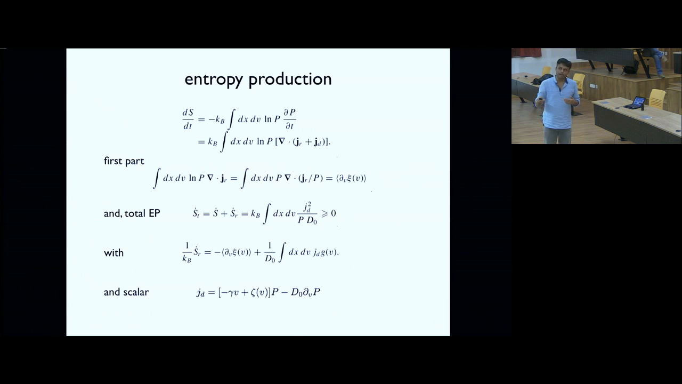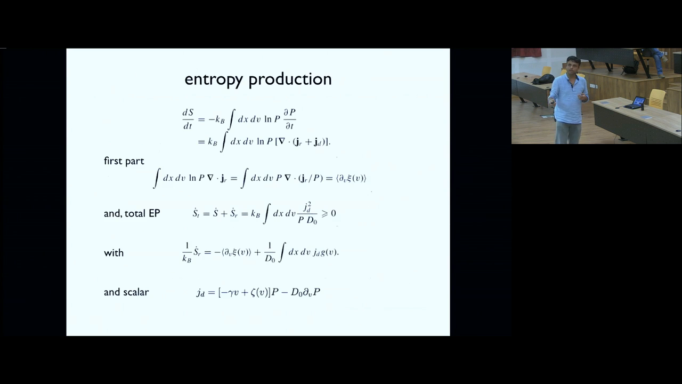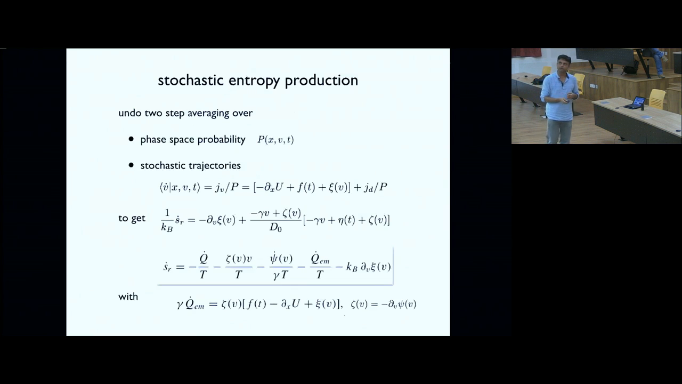And then in the total entropy production, I have this extra part, which is the dissipative part of the current. So I just look at the total dissipative part of the current and pick out this bit. This bit of the dissipative part of the current, the other bit is 0. So I just pick up this, and that I am calling the scalar dissipative part of the current, and that scalar current and the G of V, which contains all the odd velocity dependent terms, minus gamma V and the odd part of the velocity dependent forces, that together.